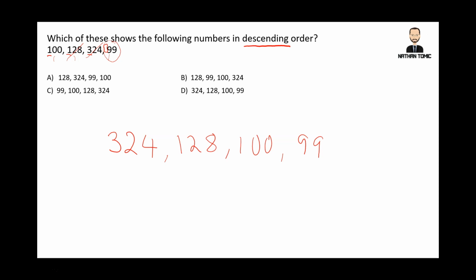So which one of these matches up? 324 has to be first, and there's only one already that looks like it could be correct. It's this one here. But let's make sure. 128 is our second number, 100 and 99. Yep, so D is our correct answer there.